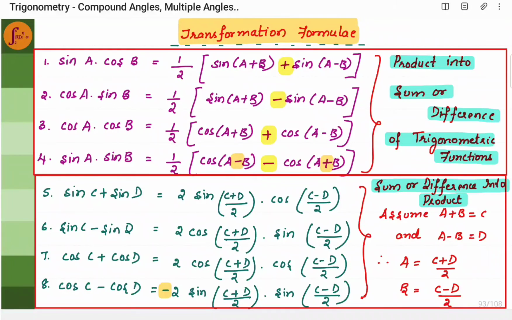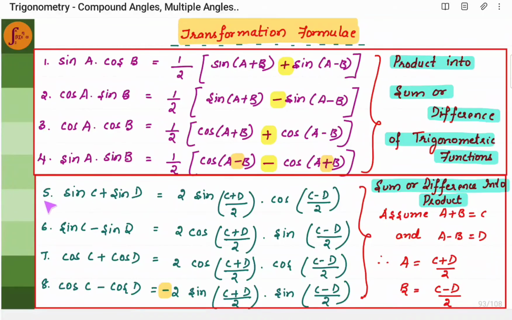If you see these first four formulas, you are getting a product of trigonometric functions, and this is expressed in the form of addition of trigonometric functions, right? You have sin(a+b) plus sin(a-b). So addition of these two is used to express the product of sin a and cos b. Basically, the product of sine and cos angles is expressed in the form of a sum or difference of trigonometric functions. And the other group is nothing but the reverse.